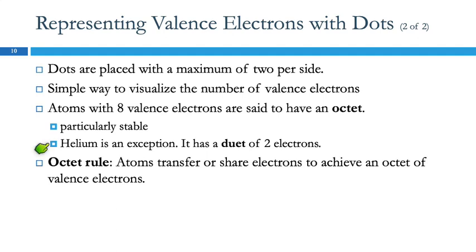Helium is an exception. It's too small to have an octet, so it has a duet. We'll see that hydrogen is also an exception. The octet rule is really important in Lewis theory, and it says that atoms will transfer or share electrons to achieve an octet of valence electrons. So in the Lewis model, it's all about how can these atoms get an octet of electrons.